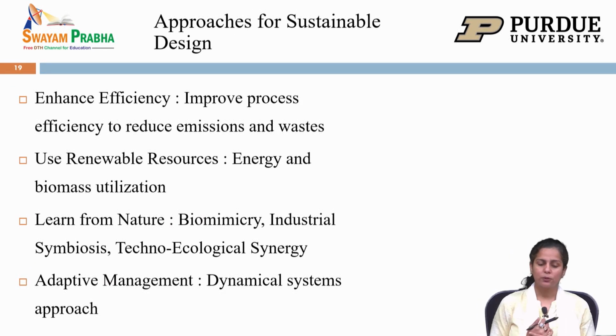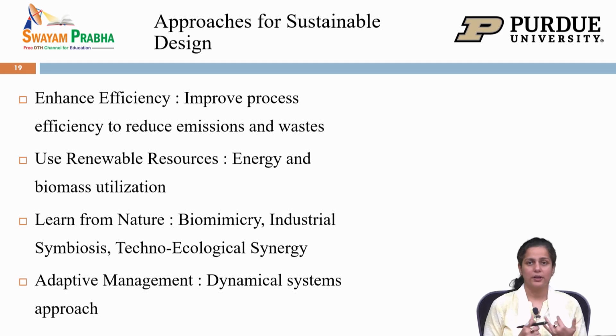So, what are some of the approaches for sustainable design that we can think of? One that people have adopted, which is very easy, is enhancing efficiency and using renewable resources, which is part of our environmental strategy, energy and biomass utilization. Learning from nature is where industrial symbiosis, biomimicry, and techno-ecological synergy come in, and then adaptive management, like can the systems adapt, which is more of a dynamical systems approach. We will not go through everything in this course. We will learn mostly the techniques of industrial ecology, life cycle analysis and footprint methods. But when you think about sustainable designs, these are some of the key points that you can actually focus on.